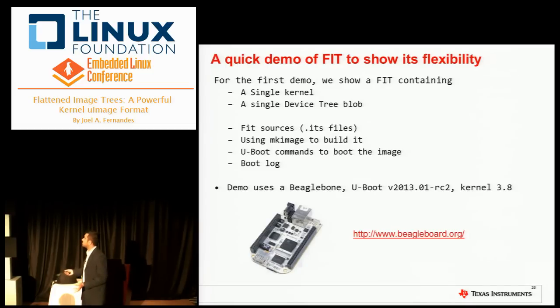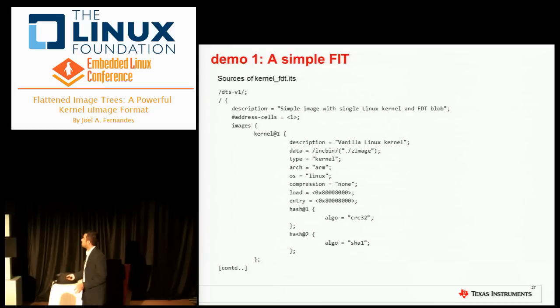And so my first demo is going to be a single kernel, single device tree blob. I'll be building an image out of these two, and it's quite simple. So that's the first demo. Now for this experiment, I used U-Boot, the latest one at the time, and kernel 3.8. So everybody knows the BeagleBone.